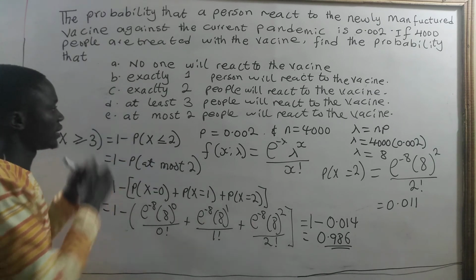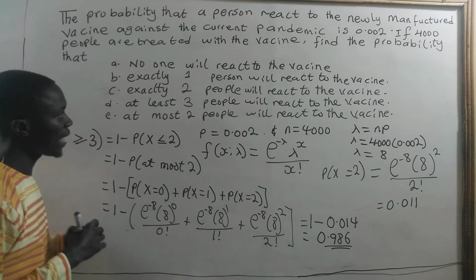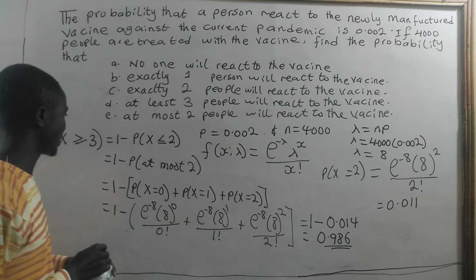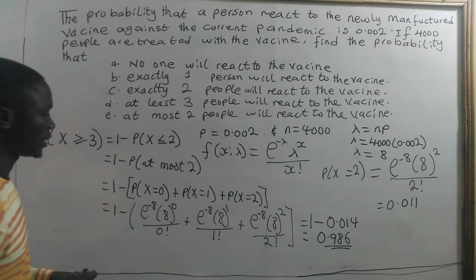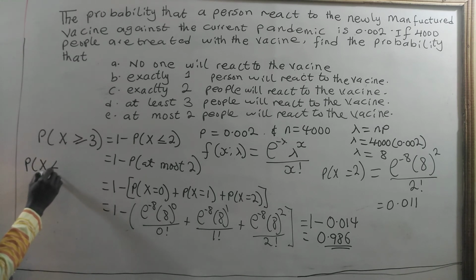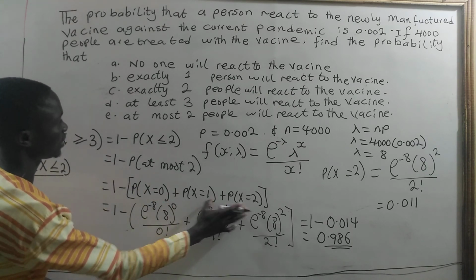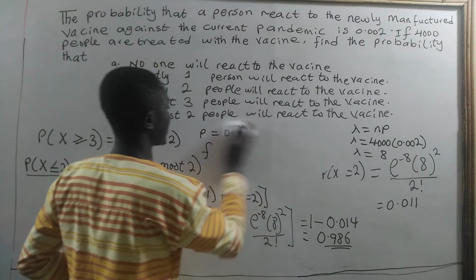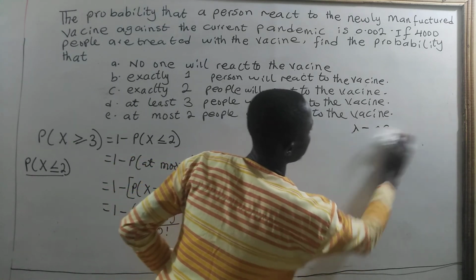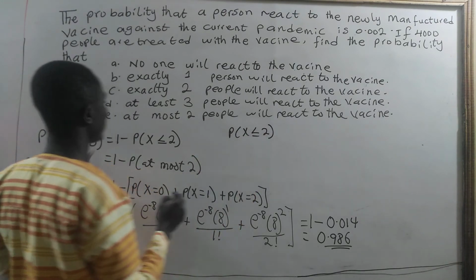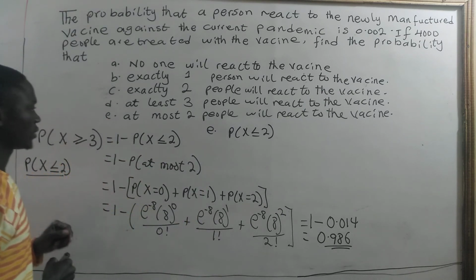Now, the E has already been answered here. At most, 2 people will react to the vaccine. At most 2 means that from nothing to 2, that is at most 2, is the same as probability of x less than or equal to 2. And this is this part of the question D. That part of the question D. So I think we can clean this part. So that is probability of x less than or equal to 2. That is the E. And this one is D.